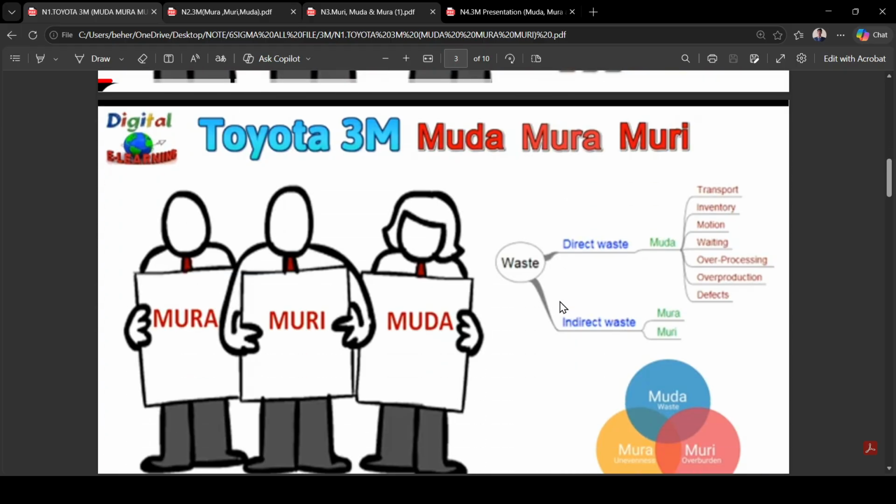So the Toyota 3M you can see: Muda and Muri are all types of waste. But these three wastes are divided into two types: one is direct waste, another is indirect waste. Direct waste means Muda, like TIMWOOD: transportation, inventory, motion, waiting, overproduction, overprocessing, defects. And indirect waste are Mura and Muri.